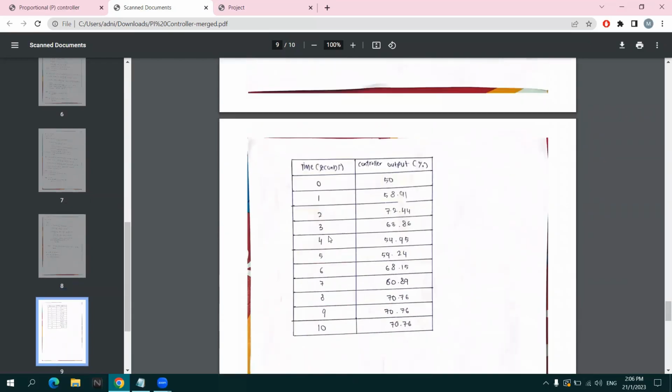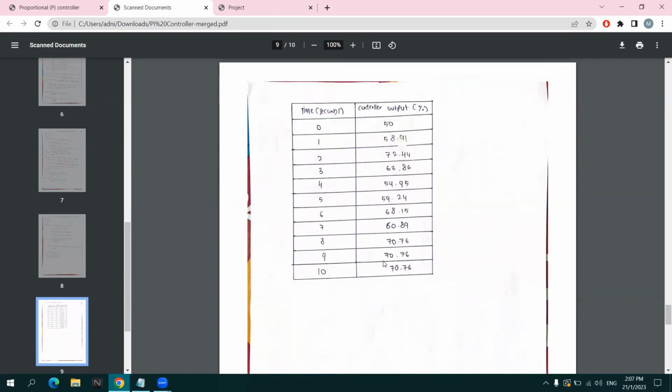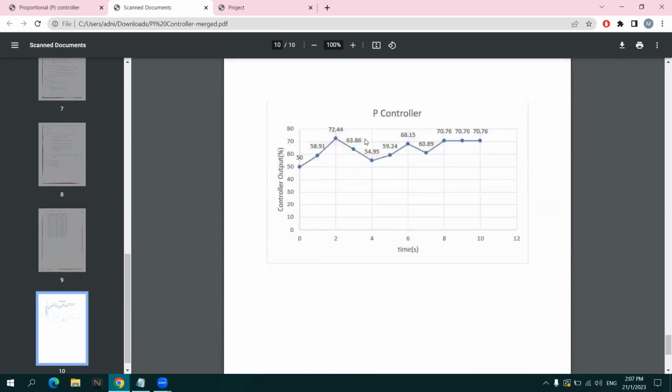And then okay, here's our full value, which is when time 0 equals 50%, and so on. And as you can see here, when time equals 6 seconds, the controller output is 68.15 percent. So it's the same as earlier on. Okay, so this is our graph for the PI controller. This is the PI controller error.